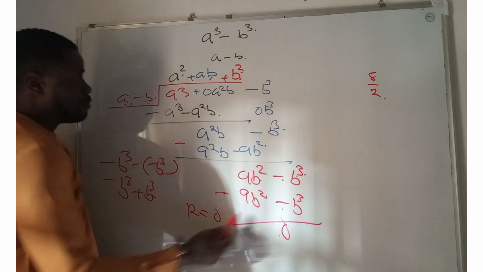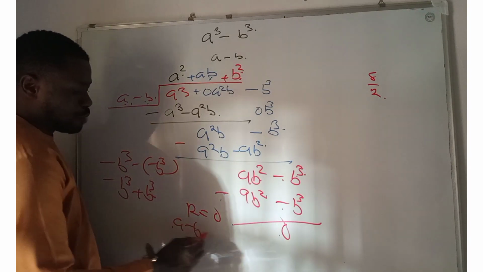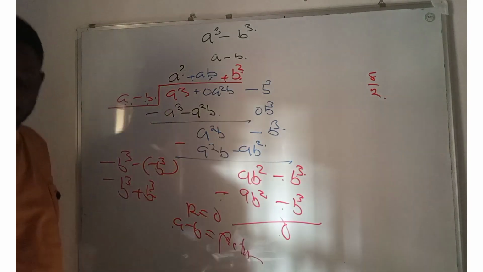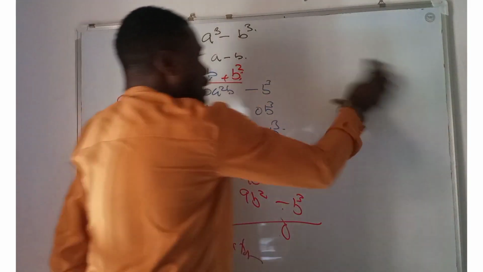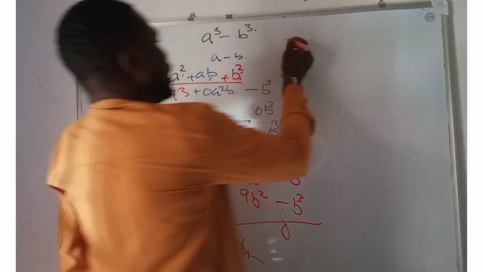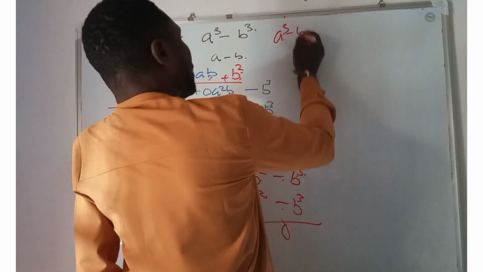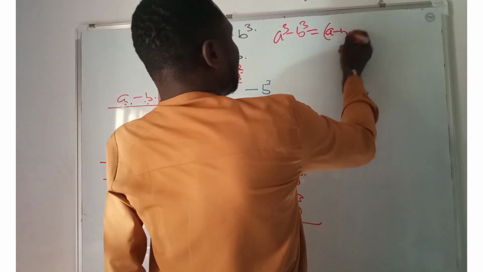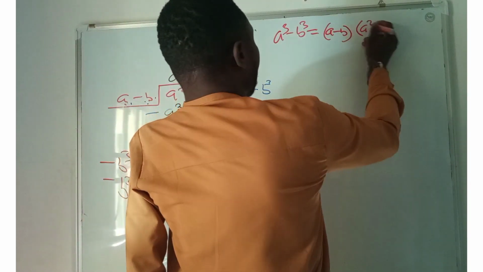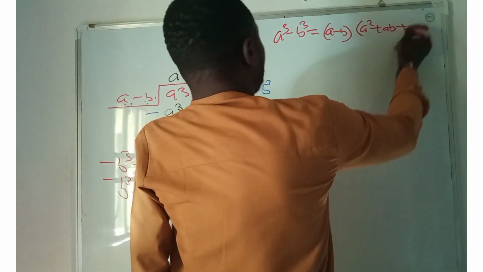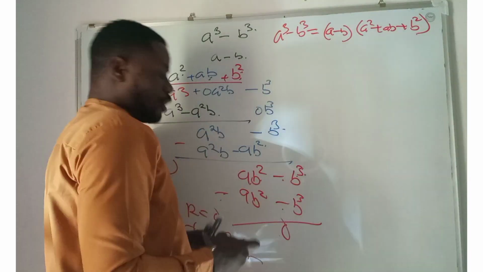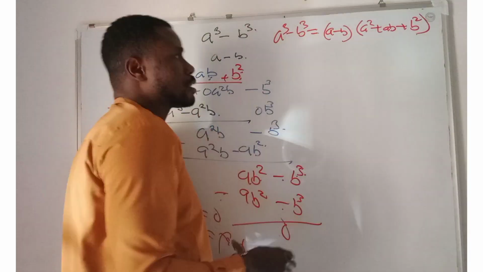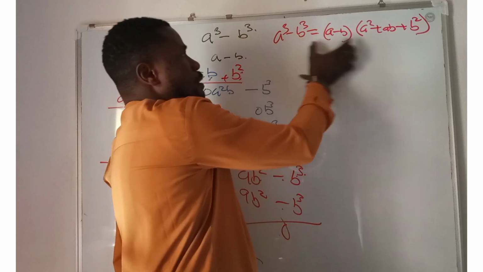And because the remainder is 0, it means that a minus b is a factor. And so if a minus b is a factor, we can therefore write a cube minus b cube as equal to the divisor a minus b into a squared plus ab plus b squared. Of course, it's supposed to be plus 0, but plus 0 will still remain thus. So you see, a cube minus b cube is equal to this.